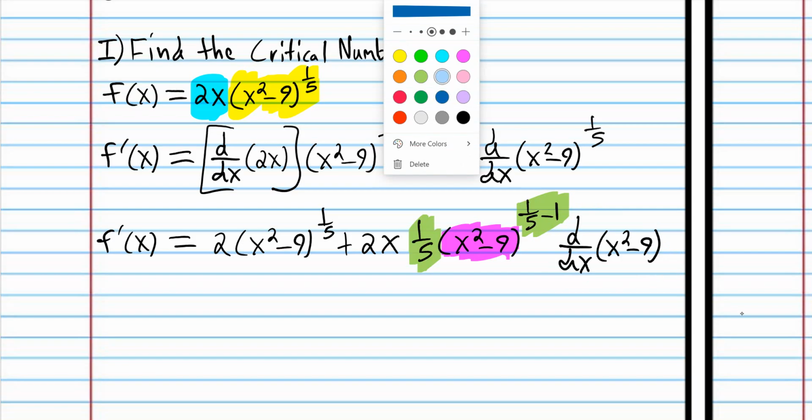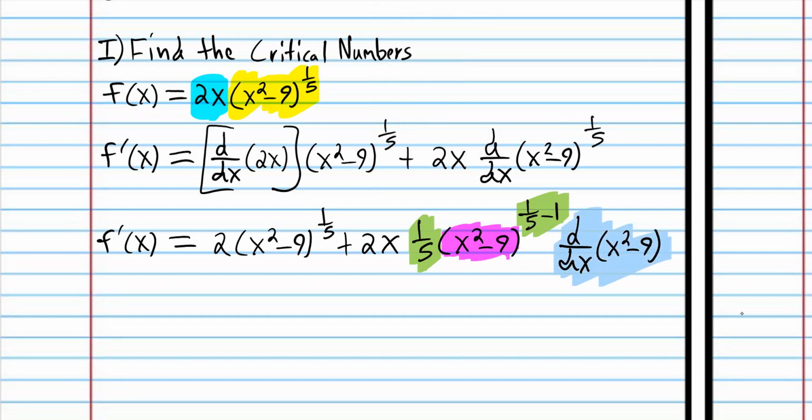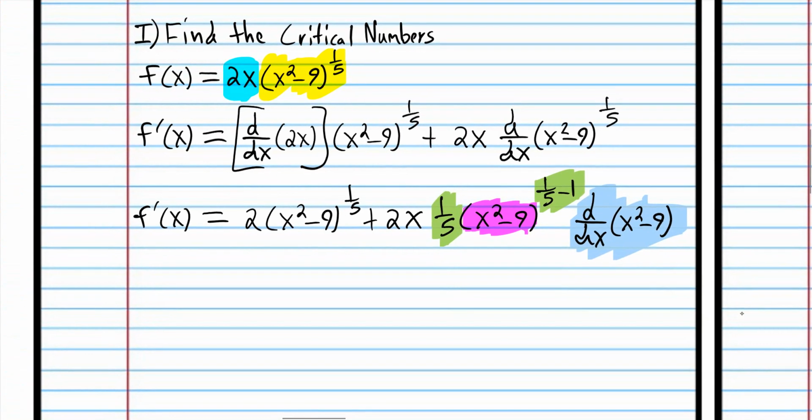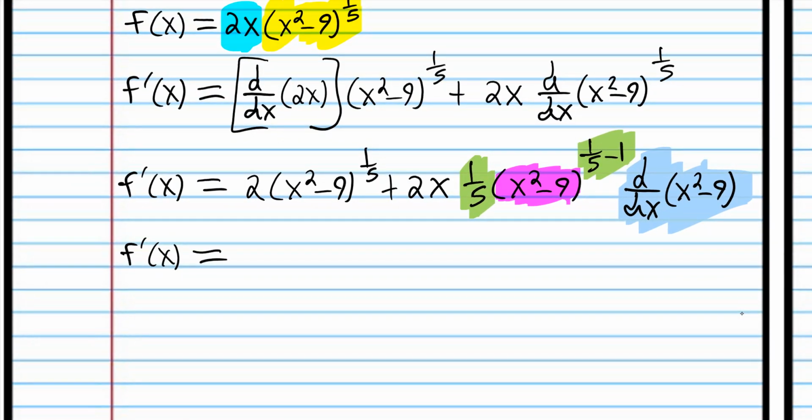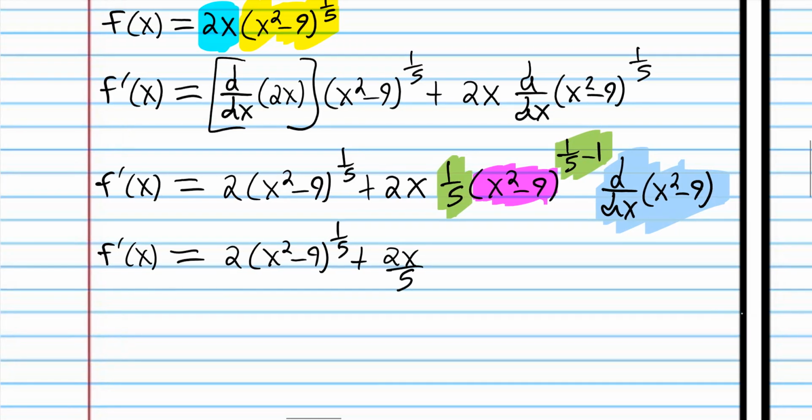I'm going to use a lighter color there. Okay, so you can see that this is kind of involved, having to use the product rule. So we have 2x, or 2 over 5x, times x squared minus 9 to the negative 4/5 power. The derivative of x squared minus 9 is 2x.